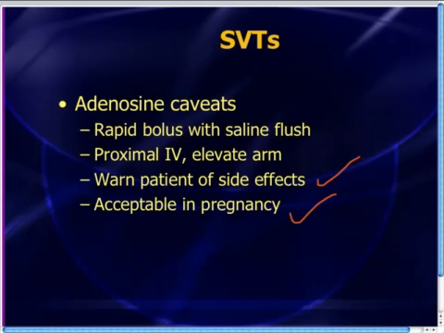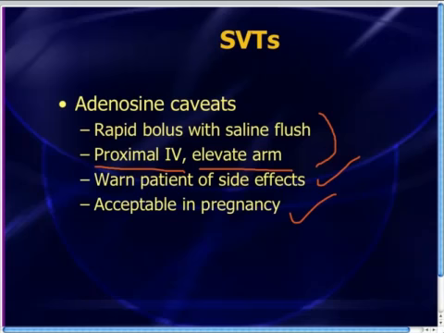Now, a couple other important points. Since adenosine has such a short half-life, you want to get it in there quickly. So it's recommended that you use a proximal IV, not the 27 gauge between the fourth and fifth knuckle. That doesn't work. All right, use an antecubital line or a good 18 or 20 gauge line. Some people even talk about elevating the arm so gravity helps get it back.